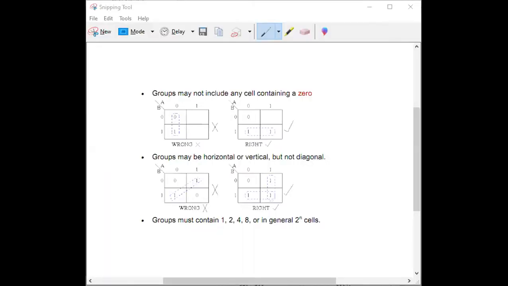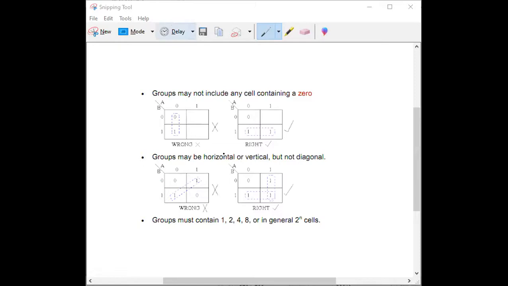Groups may not include any cells containing zero. We are grouping after putting ones. I will tell it later; first, you should know the rules. So groups may not include any cells containing zero. You can't have groups with zeros. You have to group with ones, right?